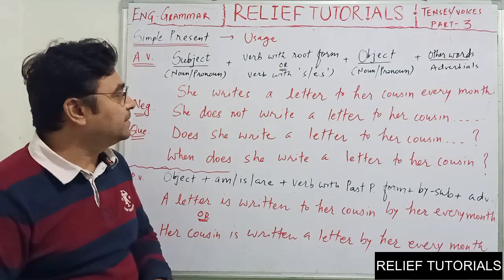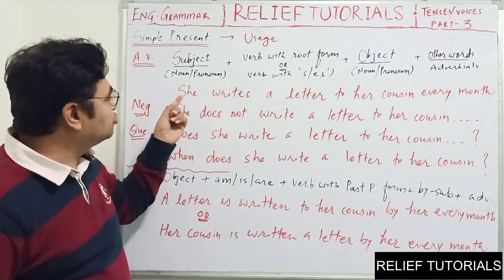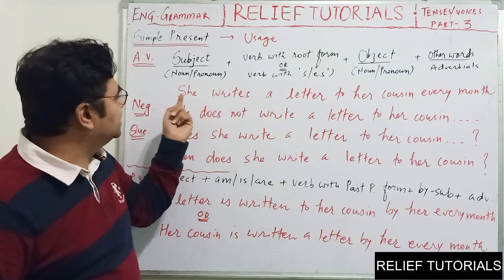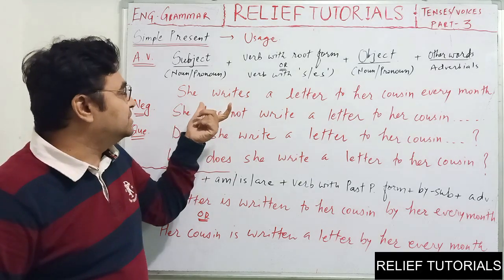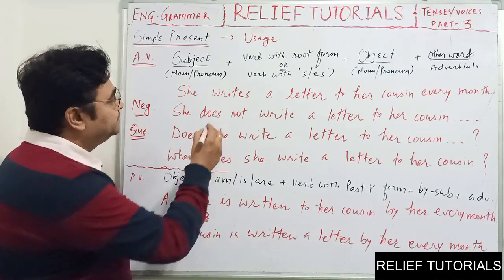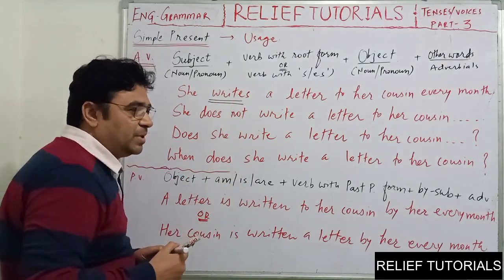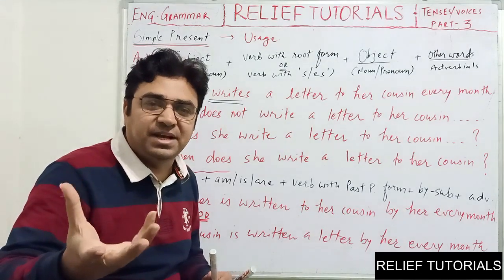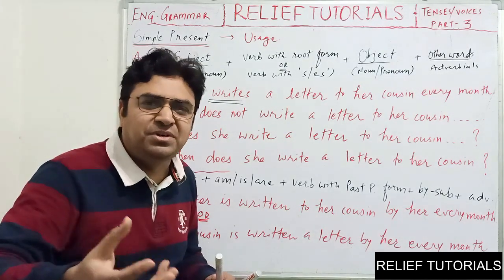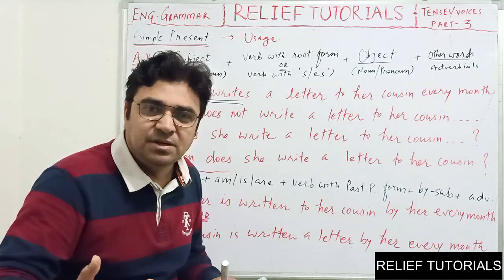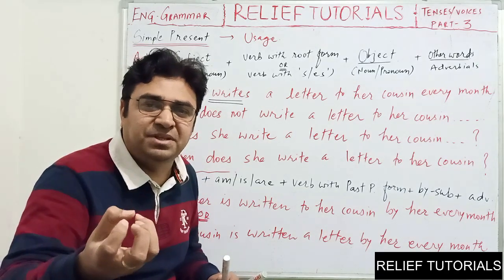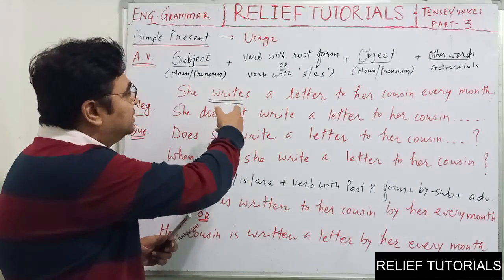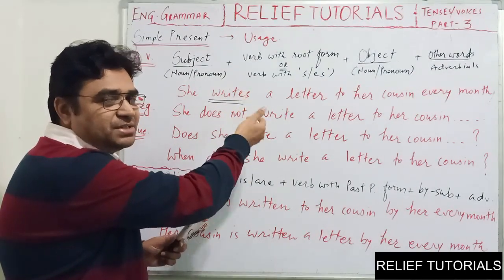So you better remember that. Here we have she, so it is added with s. So now the verb is writes. So friends, it is actually the verb that makes you able to decide the tense as well as voice. Both are simultaneously decided. So verb is something that decides the tense and voice. So here writes tells you it is simple present tense and active voice.